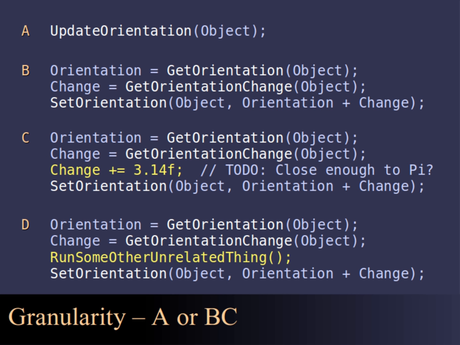Now, the subtle way of having redundancy is this kind here, where if you remember in the previous slide, which I couldn't fit on the slide, we had this operation where we're getting the orientation, getting the change in the orientation, and then setting it. Well, if I was to go up a level of granularity from that, I could have the option of bundling those three calls in two different ways. I could bundle the first two calls and leave the third one at the finer level of granularity. Or I could bundle the second two calls and leave the first one at the finer level.